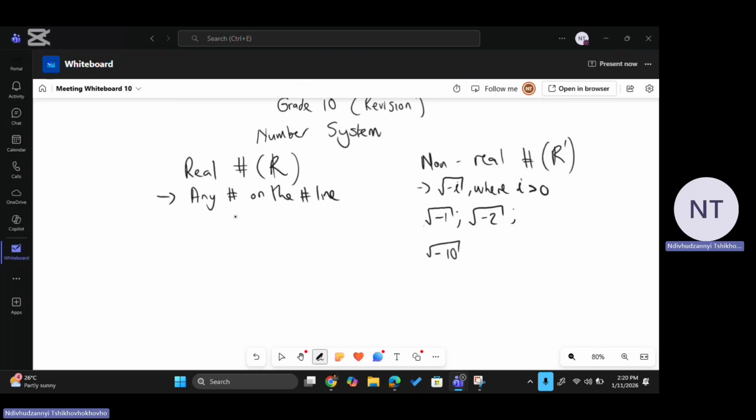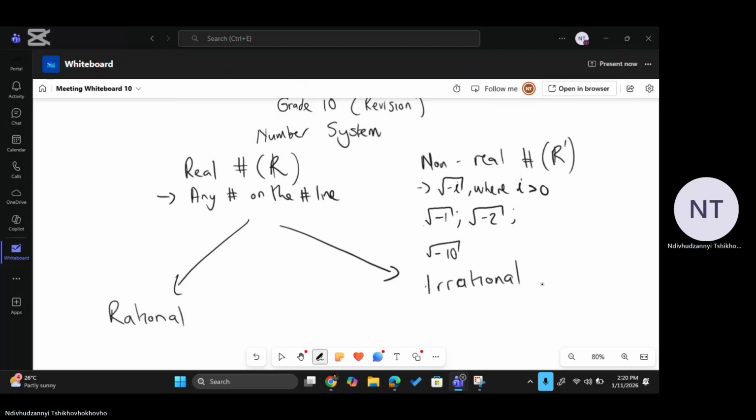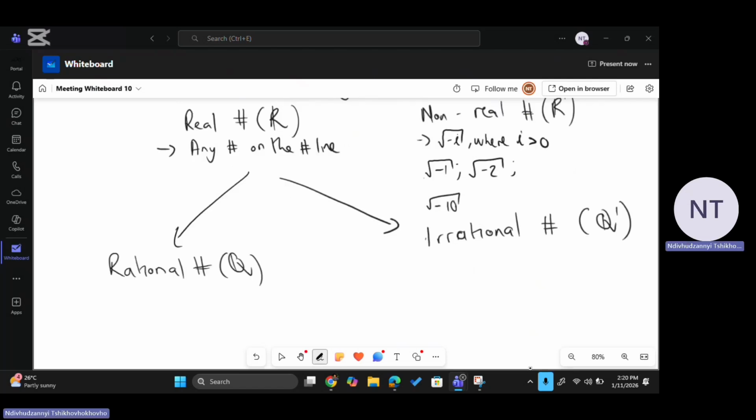So under real numbers, we have two types again. We have a rational number and also an irrational number. I know they use Q for rational numbers, so it's Q. Then for irrational numbers, you are going to use not Q. So let's get both definitions and understand what these are.